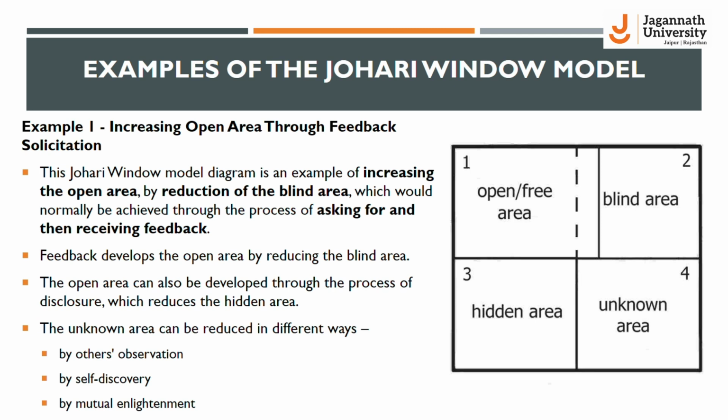By reduction of the blind area. The blind area means not known to self but known to others, which would normally be achieved through the process of asking for and then receiving feedback. Feedback develops the open area by reducing the blind area. The open area can also be developed through the process of disclosure, which reduces the hidden area. The unknown area can be reduced in different ways: by others' observation, by self discovery, and by mutual enlightenment. So the unknown area has to be reduced if you want to increase the open area.